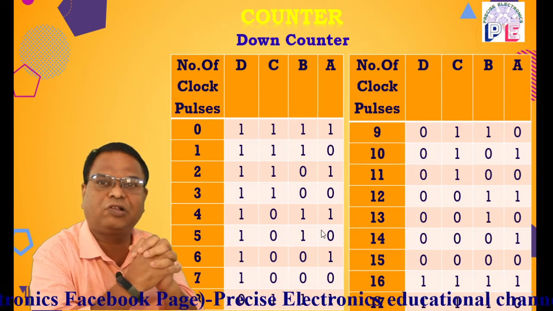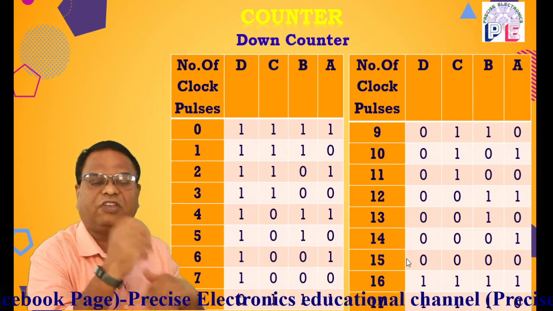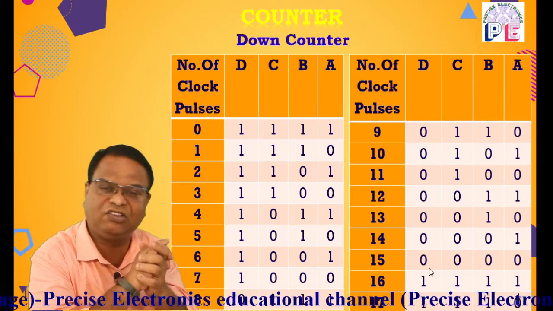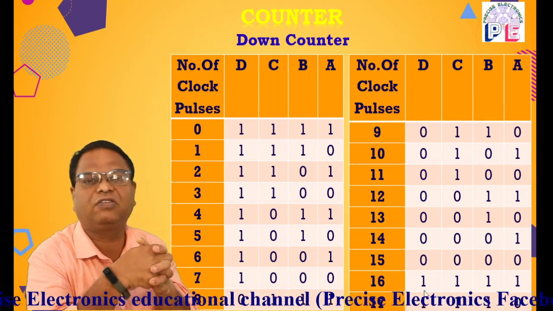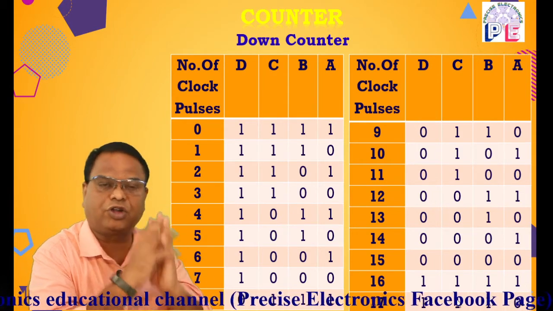At the 15th clock pulse, the output of the counter will be 0000. When the 16th clock pulse appears, the output of the counter goes to 1111. That is the initial stage. At the 17th clock pulse, once again the output of the counter is 1110. That is the down counter.